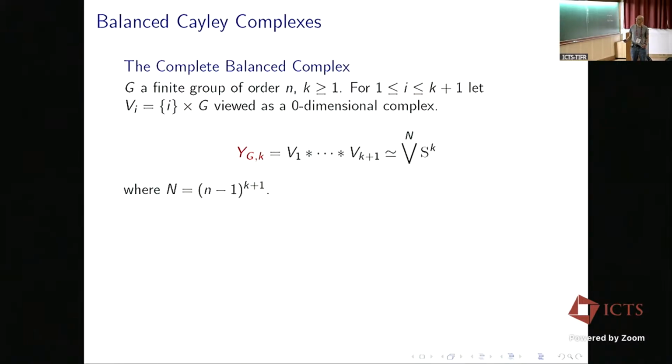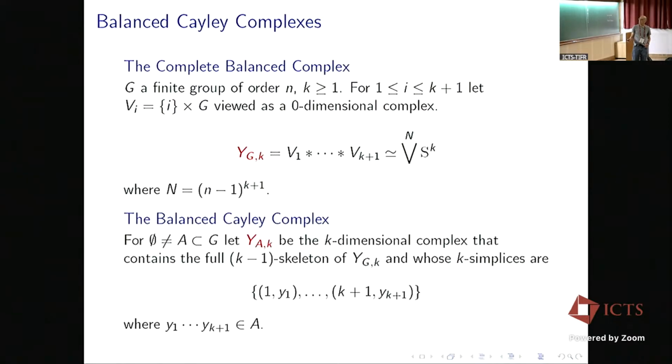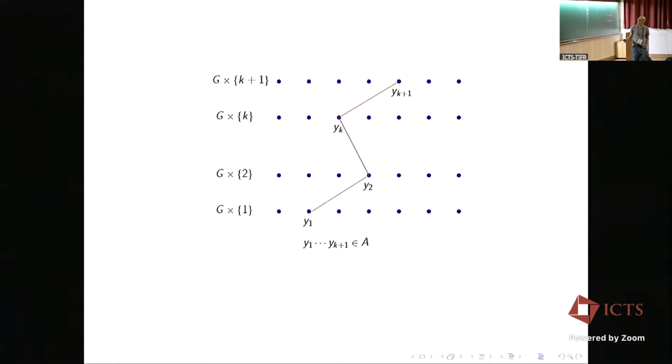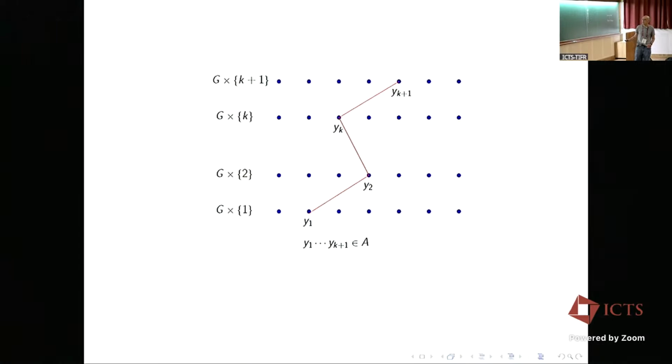And it turns out that this join is homotopy equivalent to a wedge of spheres, a bouquet of spheres. So we have many spheres connected at one point. The number of spheres is just (n-1) to the k+1. And okay, let me show you the picture. We have these copies, and we declare the maximal simplices in the full join to be all multicolored simplices.